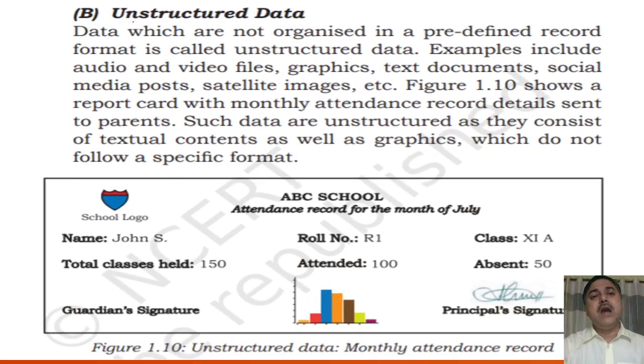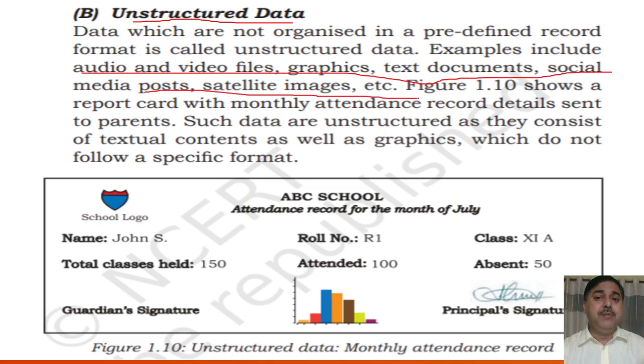Next, unstructured data. Unstructured data means the data we get is not predefined, the records are not predefined. The data is in an unstructured form, with different patterns of audio, video files, graphics files, text documents, social media material, satellite images, all these things.